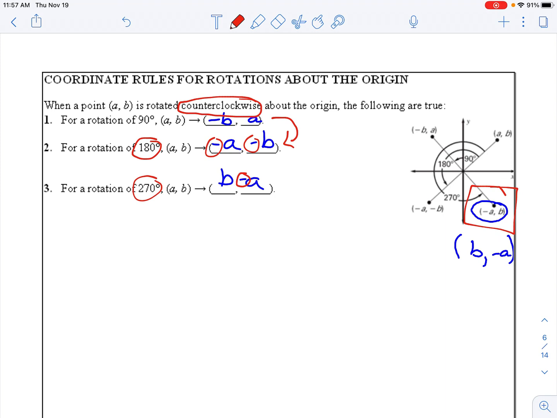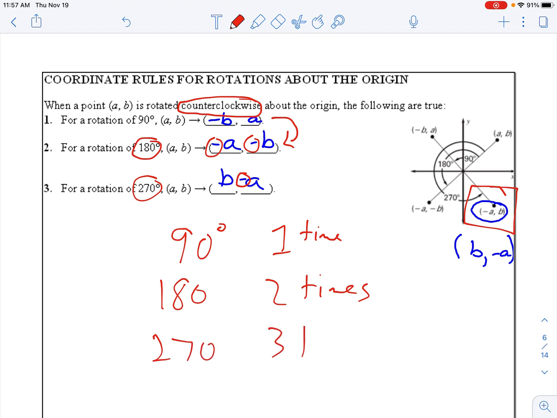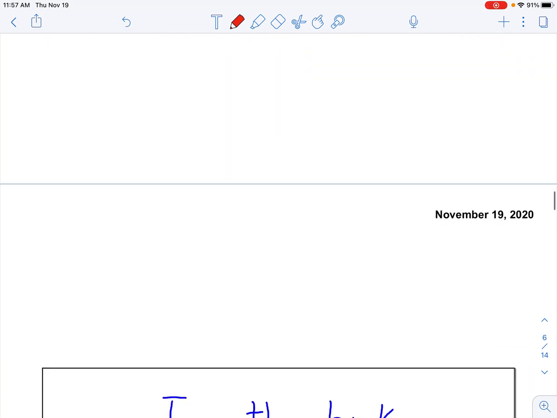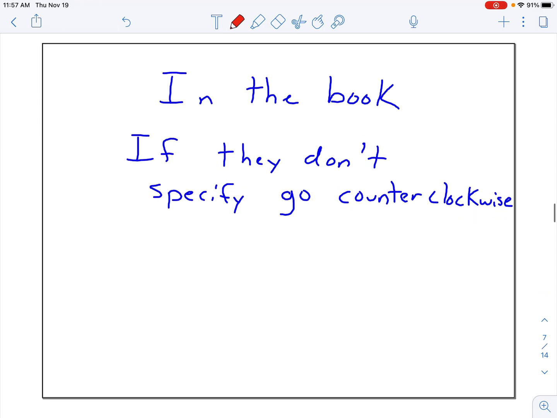If you want to learn all three rules, that is fine. Or you can talk about doing just the 90 degrees and just do it multiple times. So you're going to do it one time for 90 degrees. If we go 180, you're going to do it 2 times. If we go 270, you're going to do it 3 times. Right? Now, as a quick reminder, once again, in the book, if they do not specify, we always go counterclockwise. On your chapter test, I will specify though.